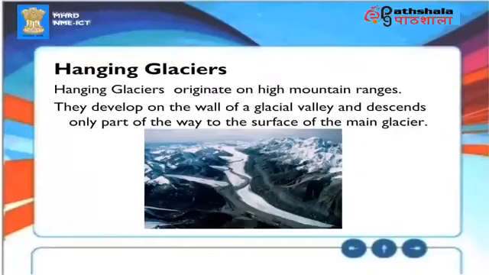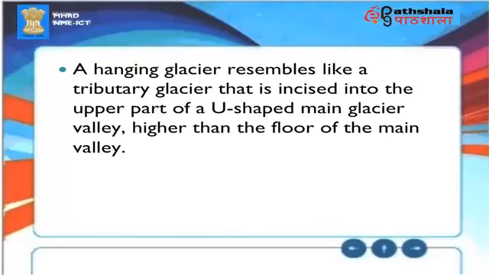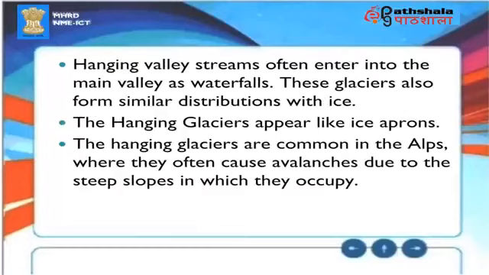Hanging glaciers. Hanging glaciers originate on high mountain ranges. They develop on the wall of a glacial valley and descend only part of the way to the surface of the main glacier. A hanging glacier resembles a tributary glacier that is incised into the upper part of a U-shaped main glacier valley, higher than the floor of the main valley. Hanging valley streams often enter into the main valley as waterfalls. The hanging glaciers appear like ice aprons.